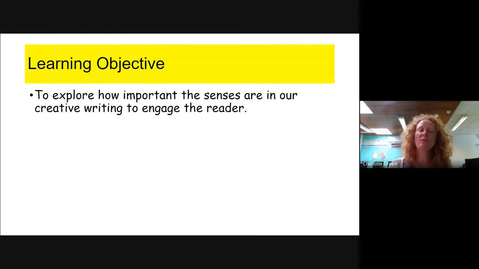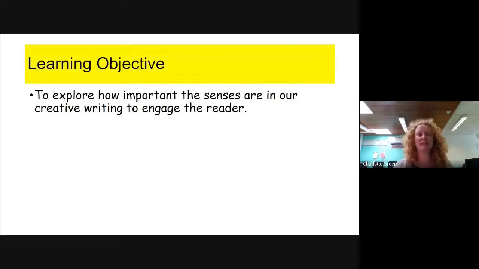Great. So just to be really clear on our learning objective today, we are going to be exploring how important the senses are in our creative writing in order to engage readers. And that means that somebody who picks up our writing, they have to enjoy reading it. It has to be interesting to them. So we can think about how using the senses, which is something that you will share with your reader, can enhance your writing.